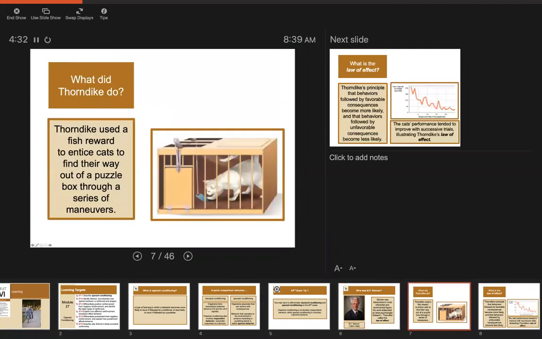So going back to Thorndike, what did Thorndike do? Thorndike used a fish reward to entice cats to find their way out of a puzzle box through a series of maneuvers. Sounds really simple, right? Now that we kind of know about rewards and how that can increase behavior, improve behavior in organisms, looking back at this, we're like, yeah, okay, that seems pretty simple. But at that point, we didn't understand that completely.